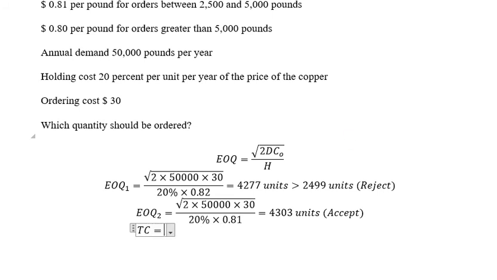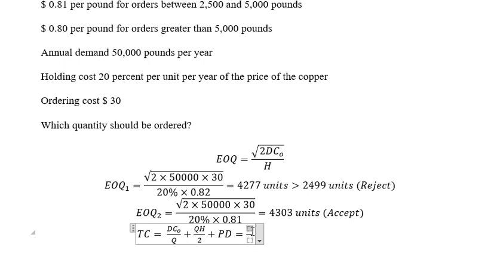The total cost to calculate this one is about DC0. That's about demand multiplied with ordering cost, and you divide by Q, which is the quantity, and then we have Q multiplied with H divided by 2 plus P multiplied with D.